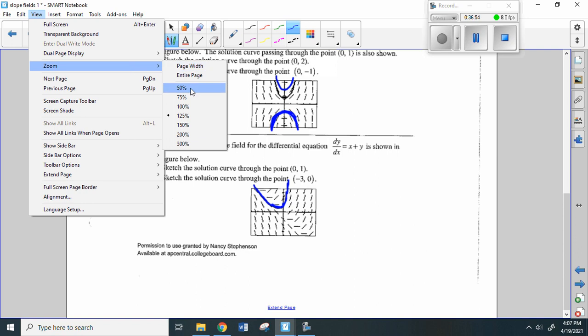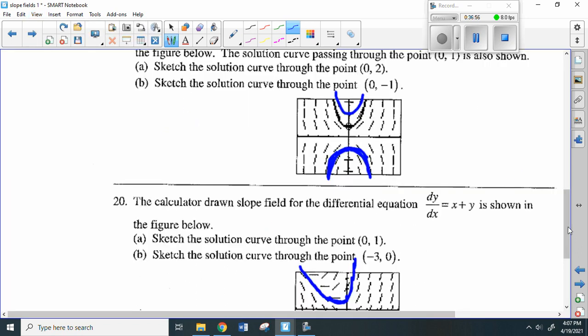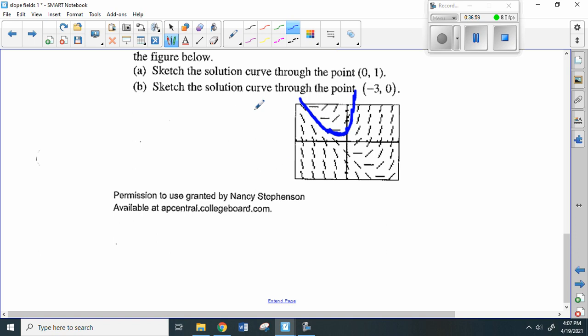Let me zoom in, because that might make it easier for me to actually draw. Okay, and yeah, all right. And then another one says negative 3, 0, so you have to make sure you go through the right point. All right, so it almost looks like this is like a tangent line, an asymptote that we can't really cross. And the slopes, again, we're not really playing connect the dots, but you're just trying to go in the same direction as your little slopes.